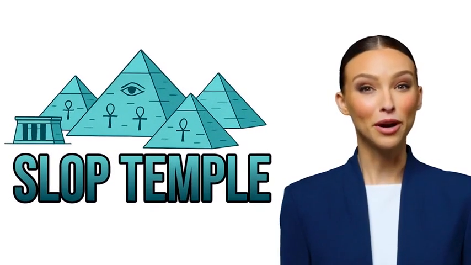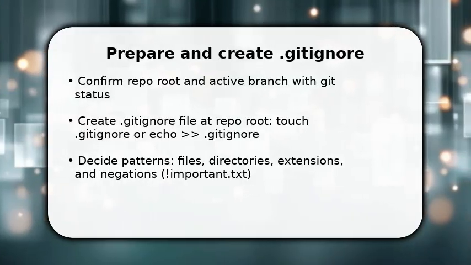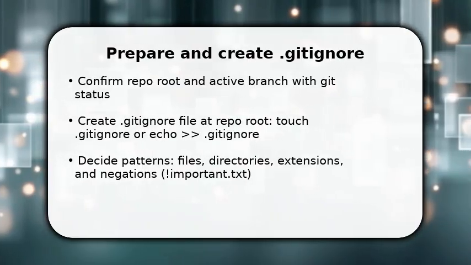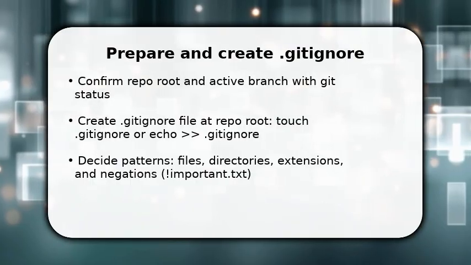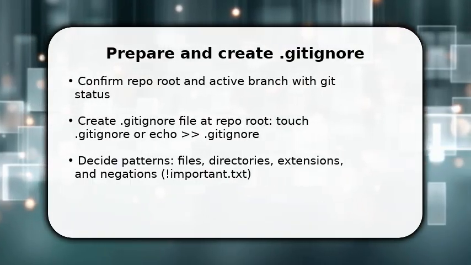We pray this video helps. You're ready. Open the repository root and check Git status so you don't overwrite work. Create a .gitignore file now with touch .gitignore, or your editor, and save it at the repository root.